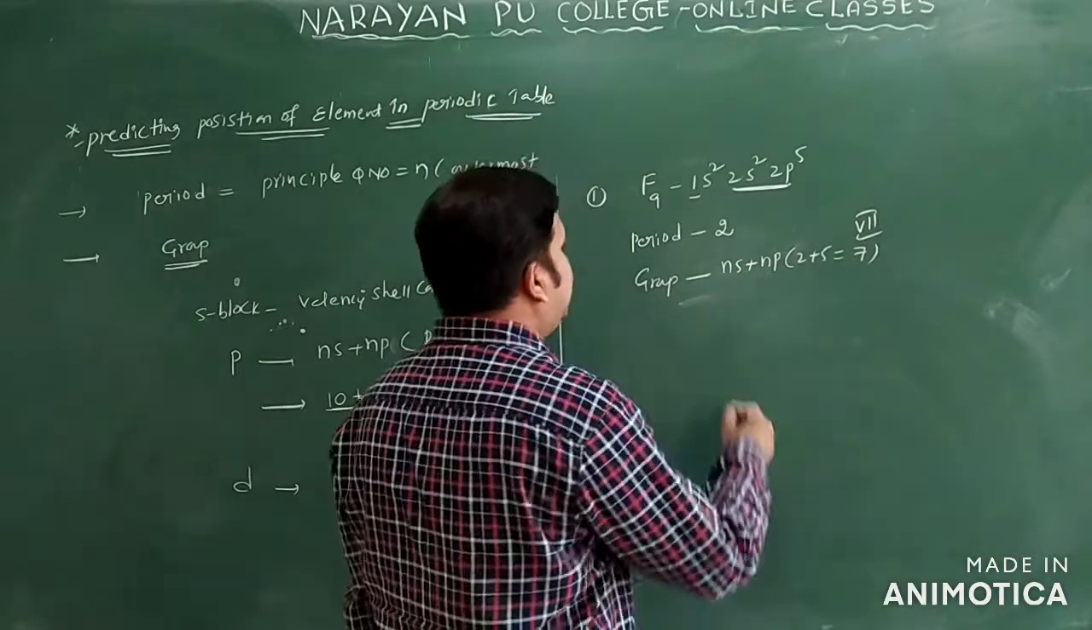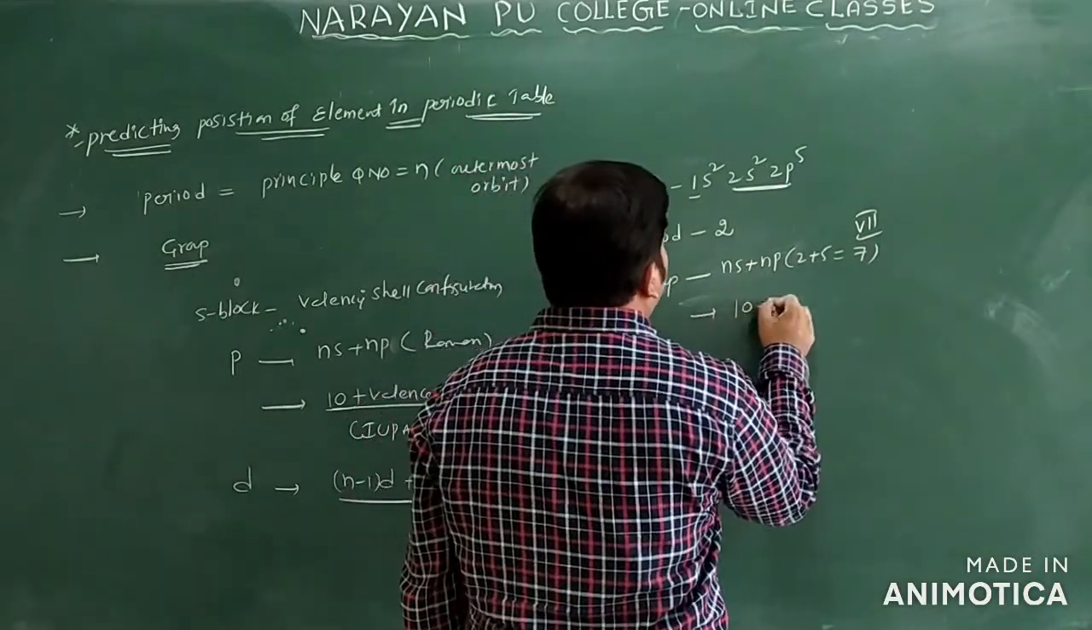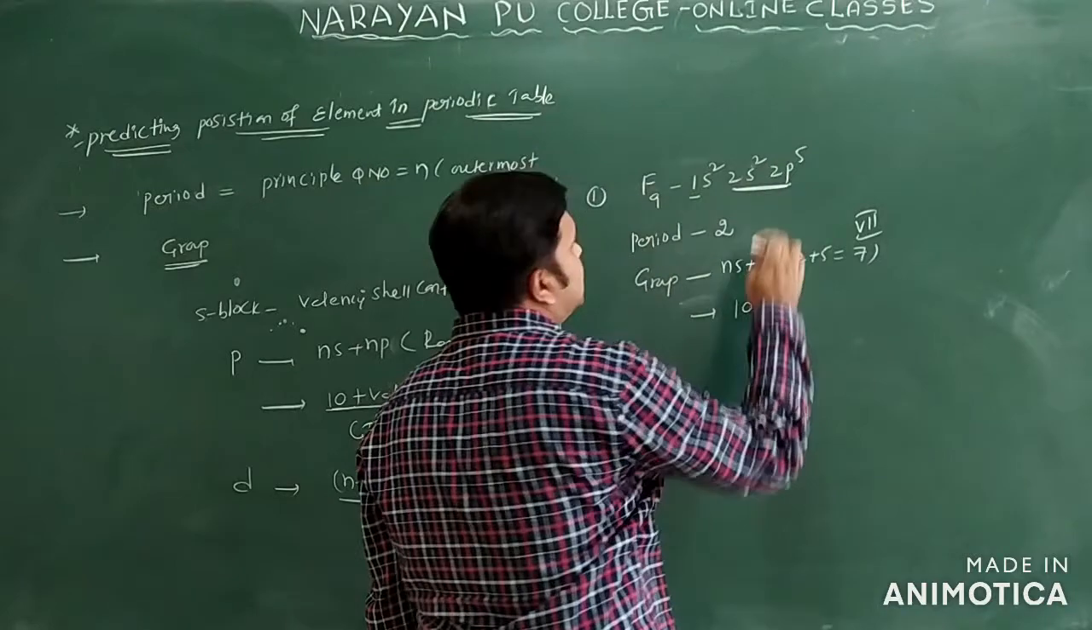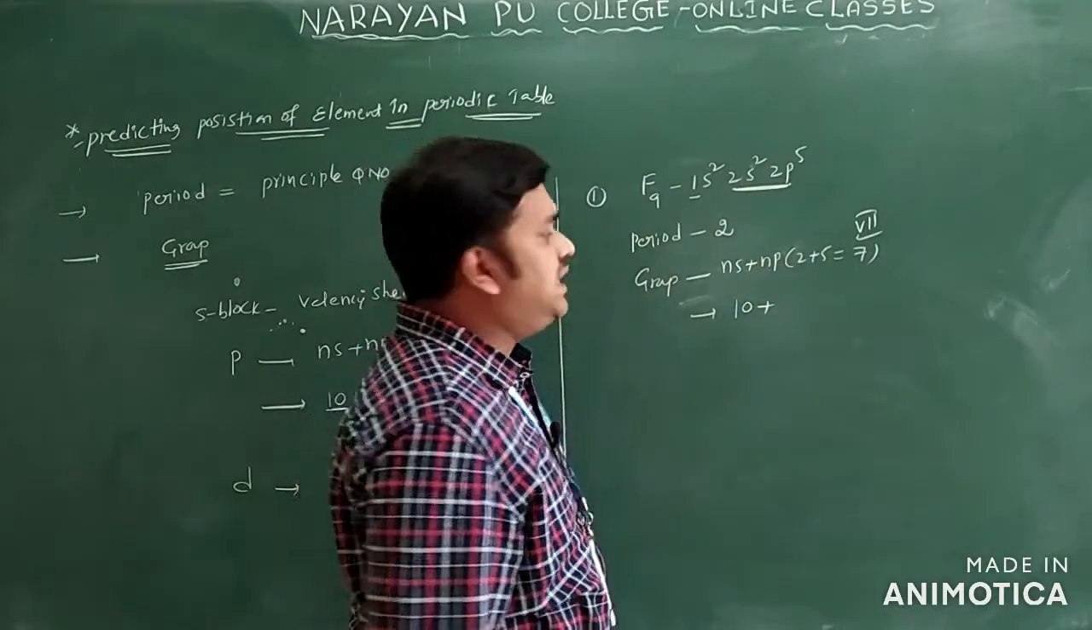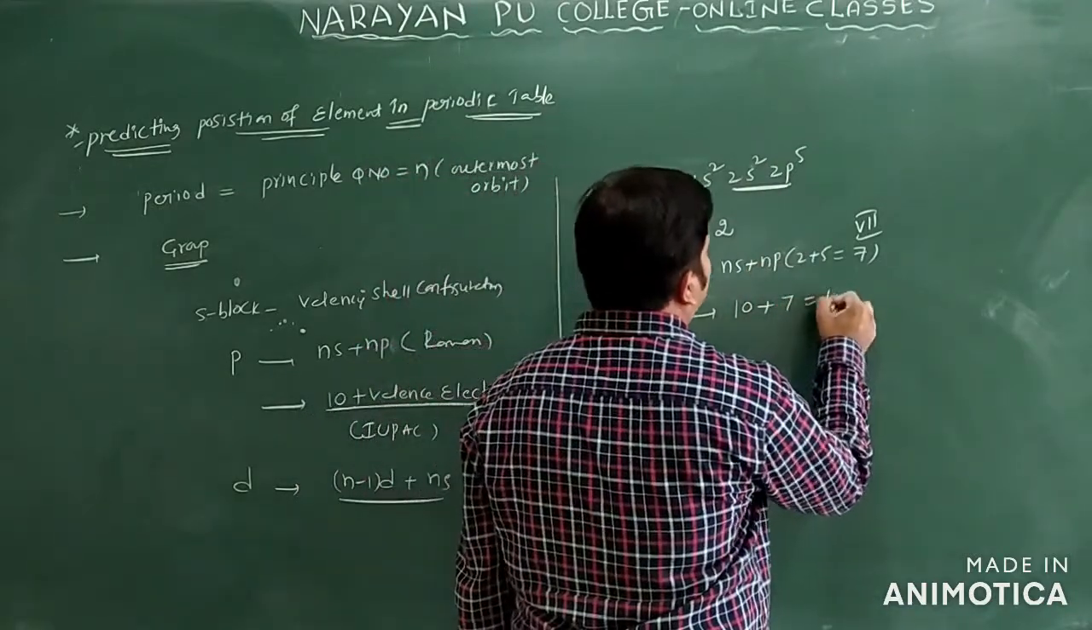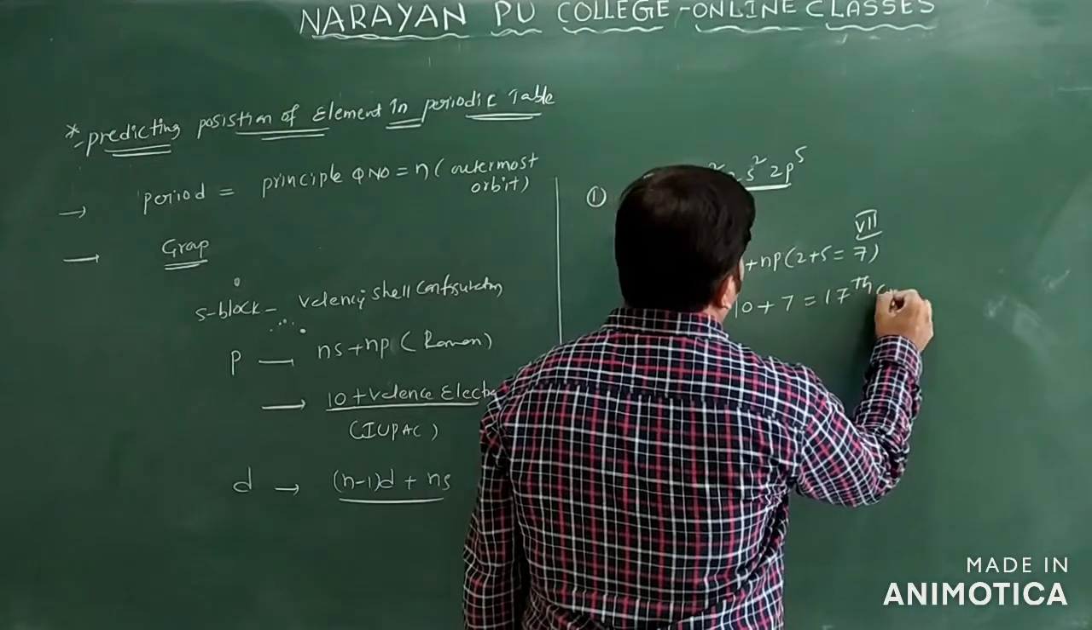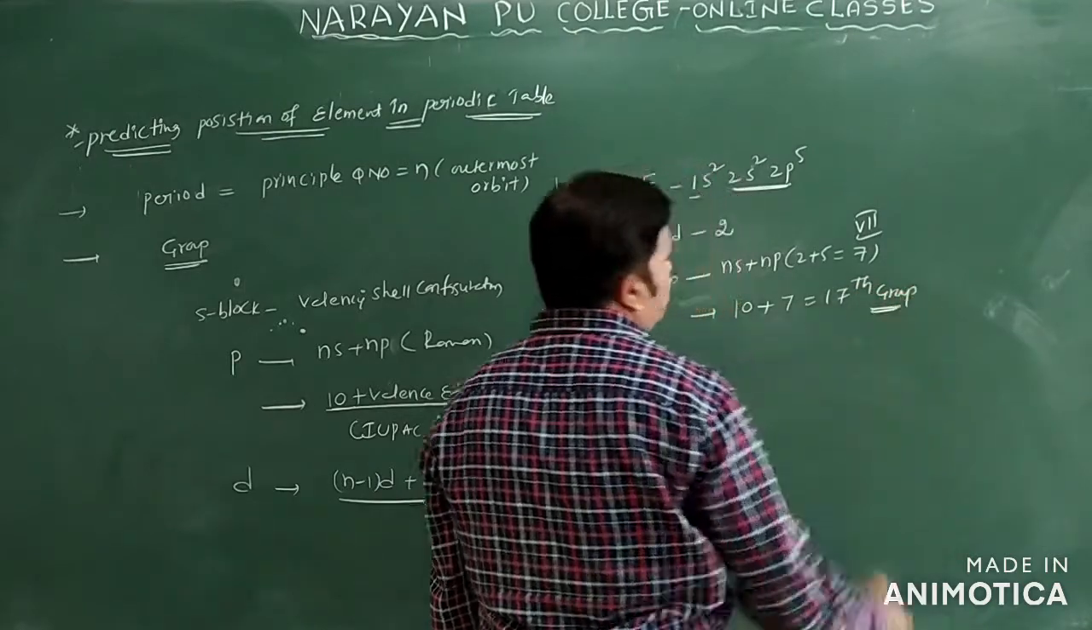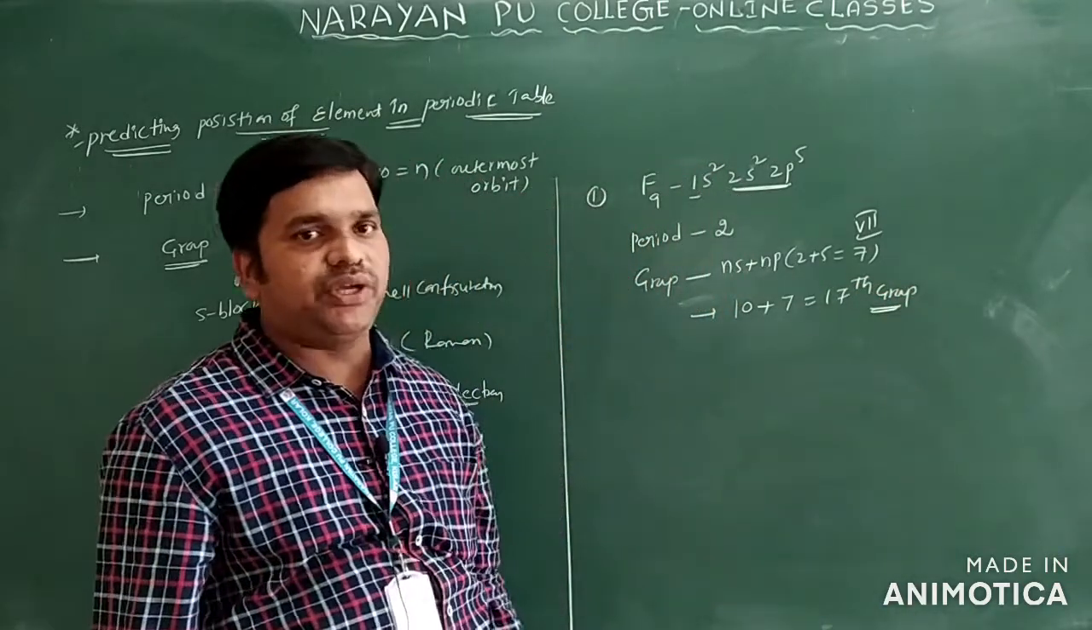Otherwise, as I told you, you can add 10 plus valence electrons. How many valence electrons are there? 5 plus 2, that is 7. 10 plus 7 is equal to 17. So you can say 17th group.